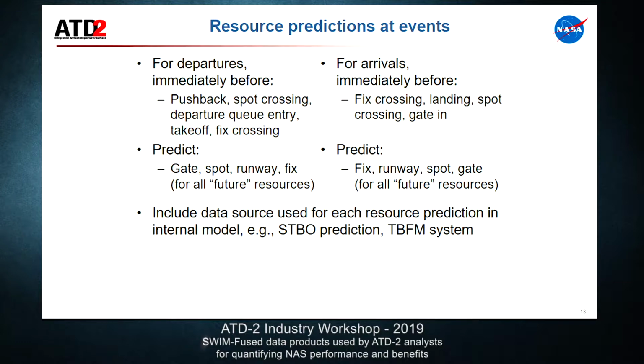What spot is a flight going to cross? What runway is it going to use? And we measure that accuracy over time. The system is remarkably accurate at predicting things like runways and fixes. It's pretty good at predicting spots. And gates, we get the data in advance, so we're pretty solid there. So it's really neat to be able to track that performance.